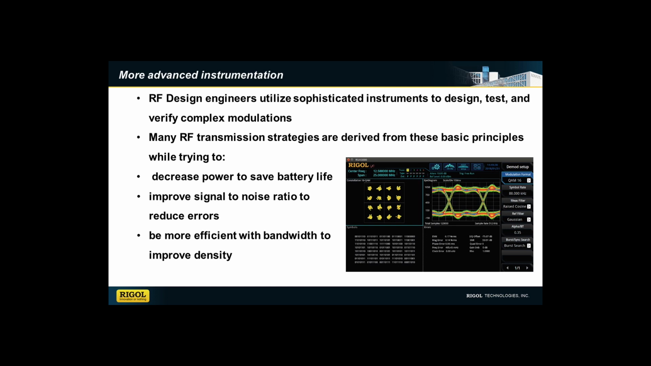So many of these RF transmission strategies are derived from the basic principles that we've already talked about, as well as some of your common engineering challenges, including decreasing power to save battery life, improving signal-to-noise ratio, reducing errors, and just being more efficient with that bandwidth, improving the density of your signals.